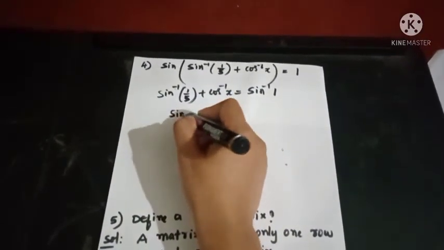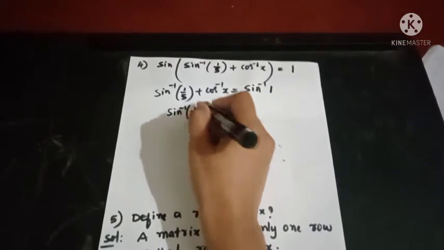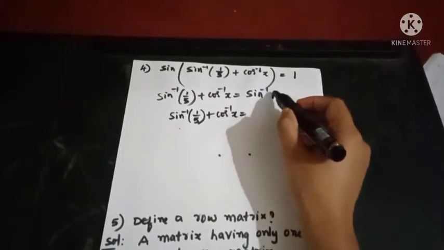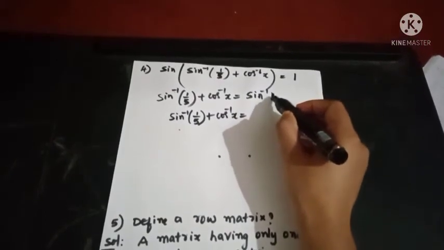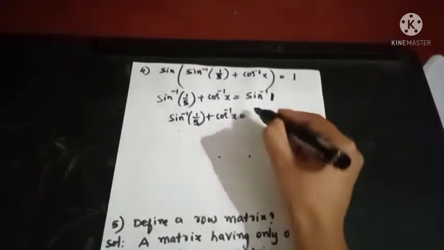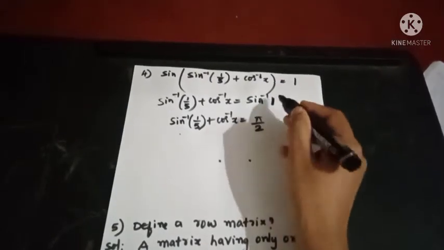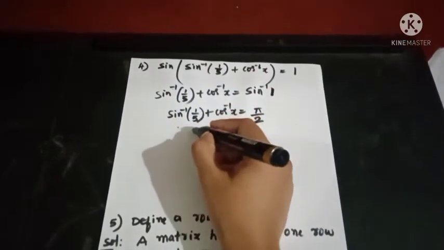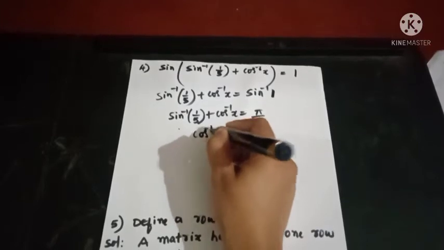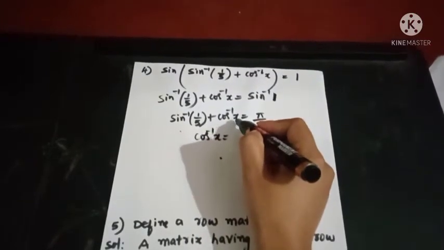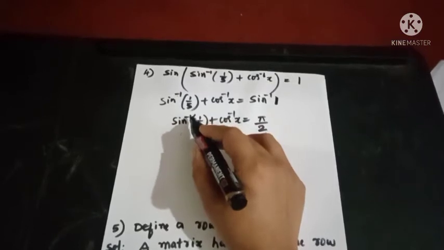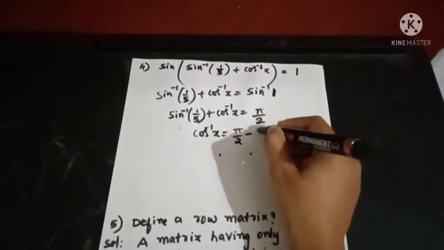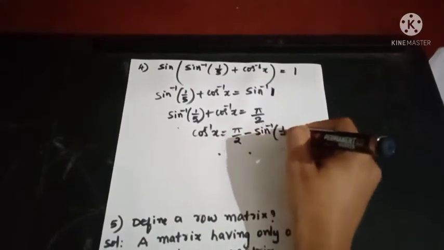Sine inverse of 1 by 5 plus cos inverse x is equal to sine inverse of 1. The sine will take the value 1 in the trigonometric value table at the angle of pi by 2. So sine pi by 2 is 1, so sine inverse of 1 is pi by 2. Since we need to find the value of x, I will retain cos inverse x and send sine inverse 1 by 5 to the RHS.